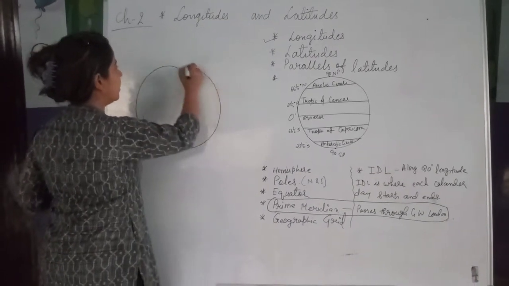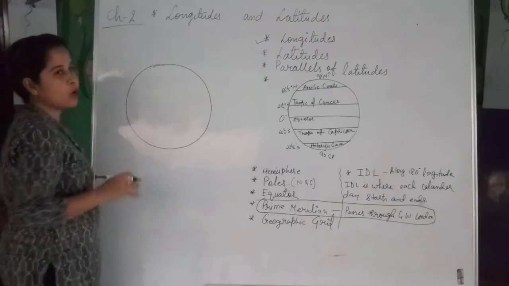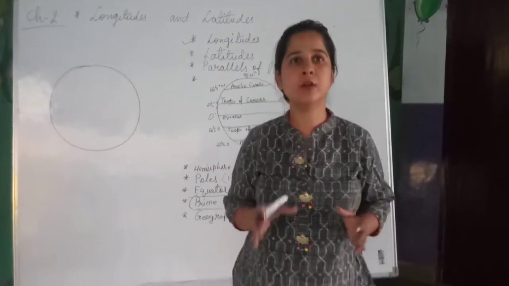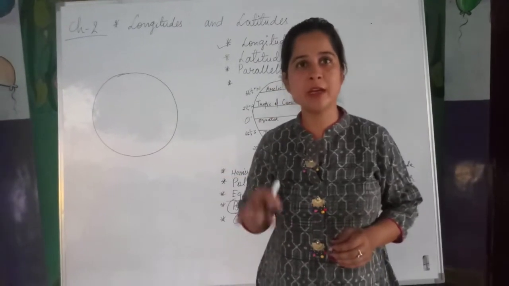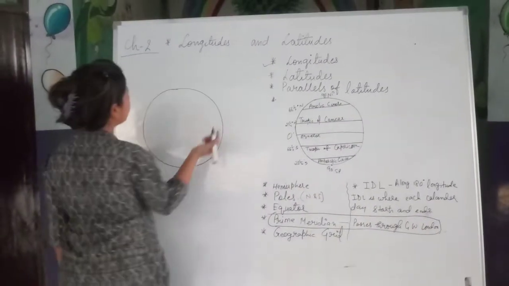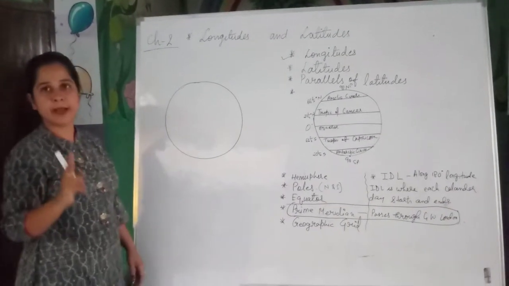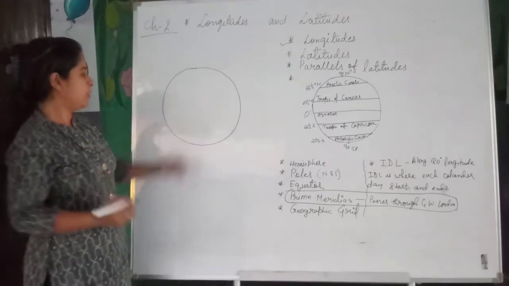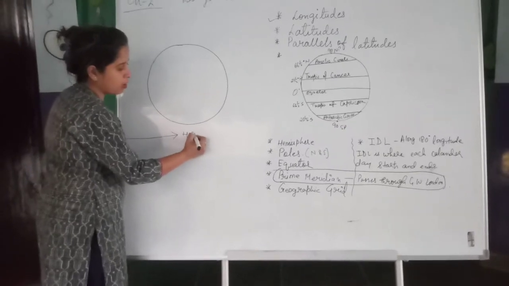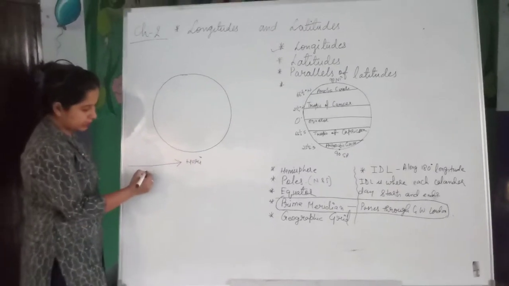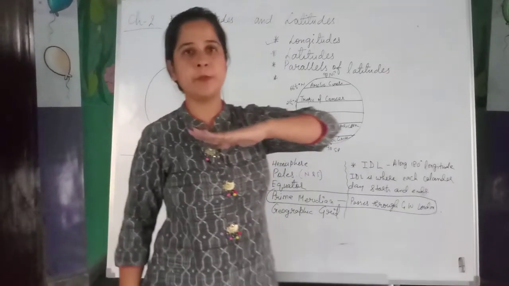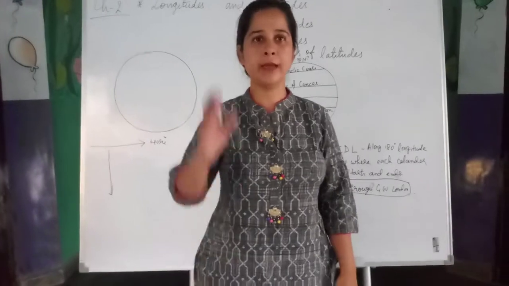This is our earth, and as I said, on the globe there are different kinds of lines drawn, but these lines are not exactly drawn. These are all imaginary lines which run on the earth. There are two different kinds of lines on the globe. First are horizontal lines, which means these sleeping lines. And the second are vertical lines, which means these standing lines.